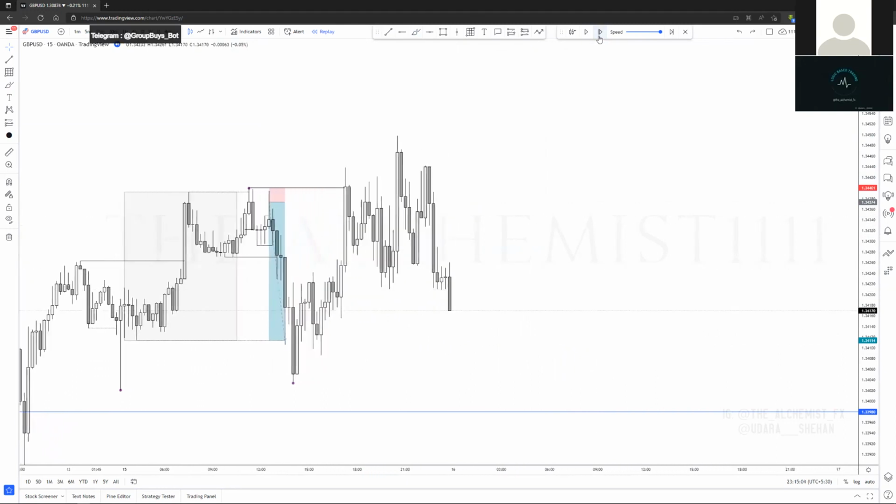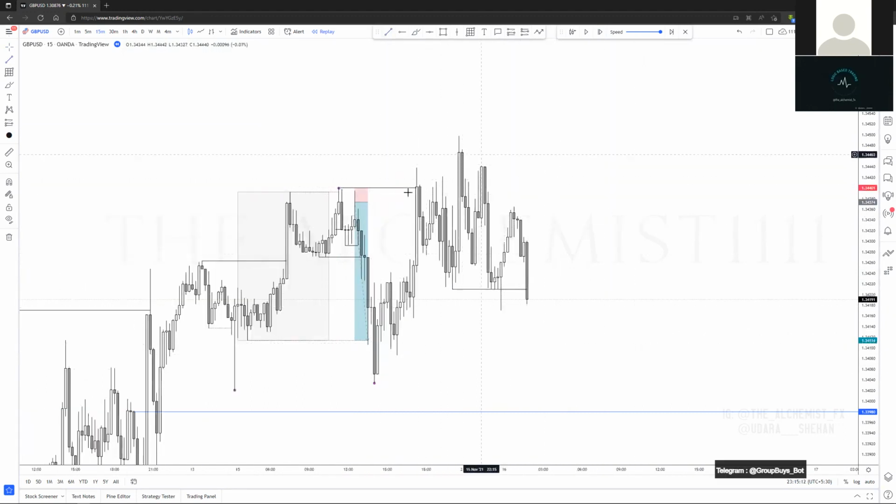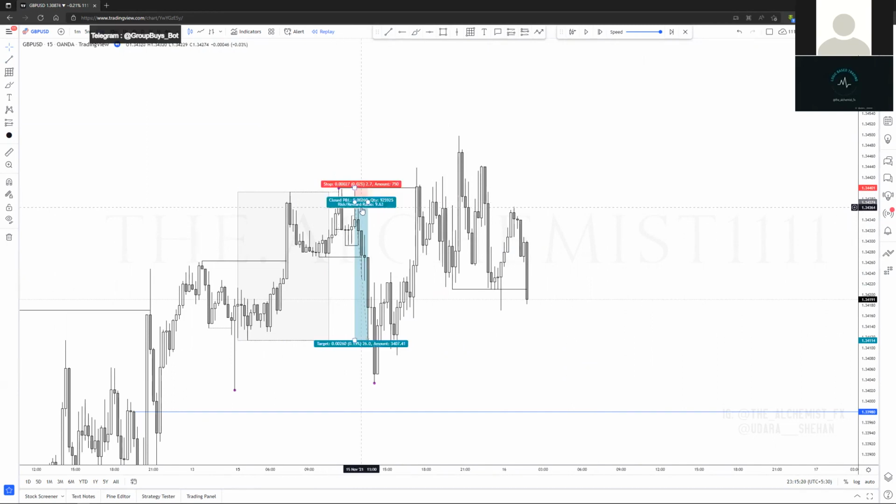Only a wick, and there we go. A break. See that? Now don't worry, we will not be trading any of this because why? Time and price. We mainly focus on the London Open setup. If you get this, you're done. That is all you need to do.